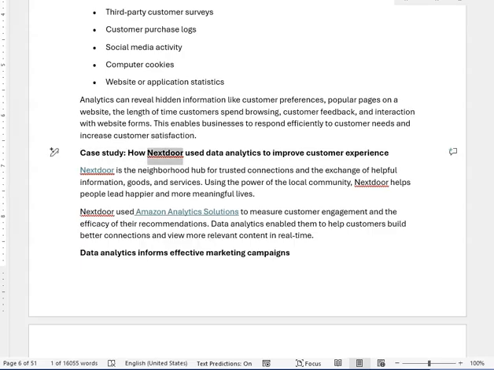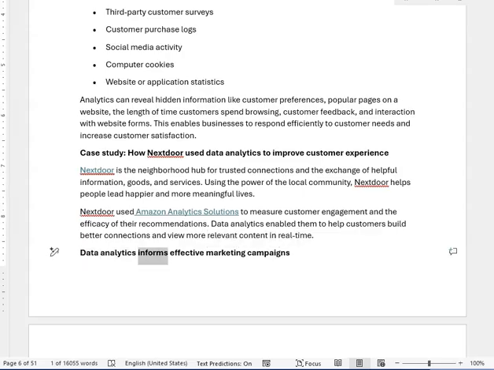Case study: How Nextdoor used data analytics to improve customer experience. Nextdoor is the neighborhood hub for trusted connections and the exchange of helpful information, goods, and services. Using the power of the local community, Nextdoor helps people lead happier and more meaningful lives. Nextdoor used Amazon Analytics solutions to measure customer engagement and the efficacy of their recommendations. Data analytics enabled them to help customers build better connections and view more relevant content in real time.